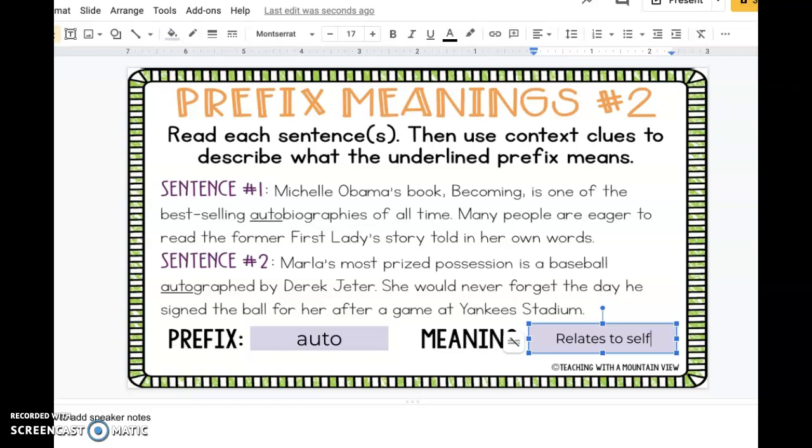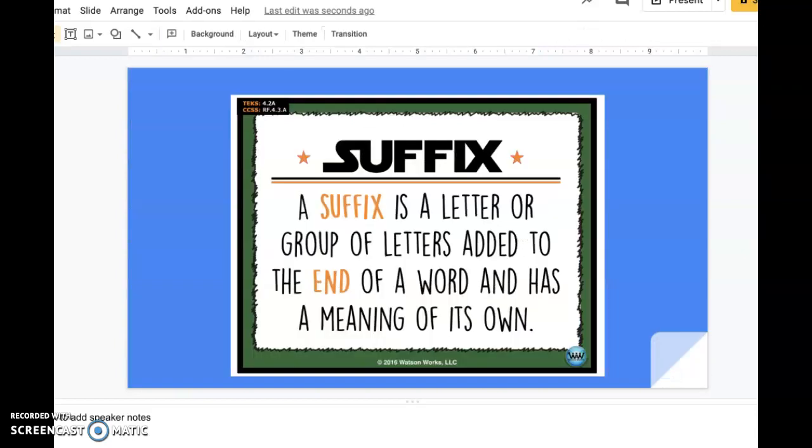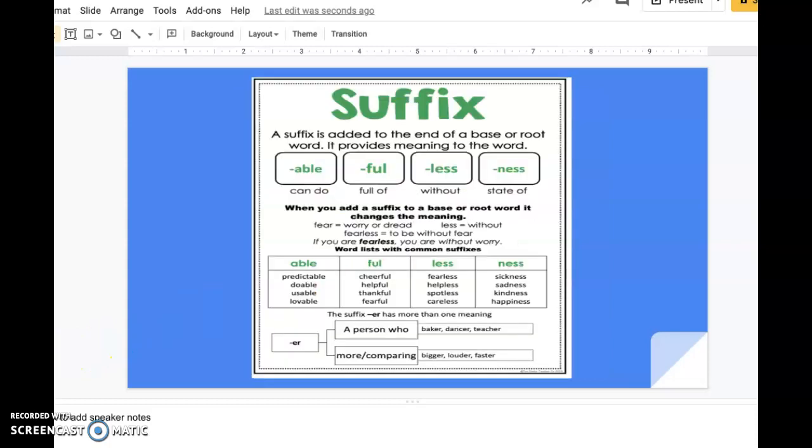We're going to move on to suffixes. Please write this in your notebook. And if your teacher needs to pause the video at any time, your teacher may. A suffix is a letter or group of letters added to the end of a word and has a meaning of its own. All right, so here's some suffix examples. Able, full, less, and ness. Able is can do, full is full of something, less is without, and ness is the state of.